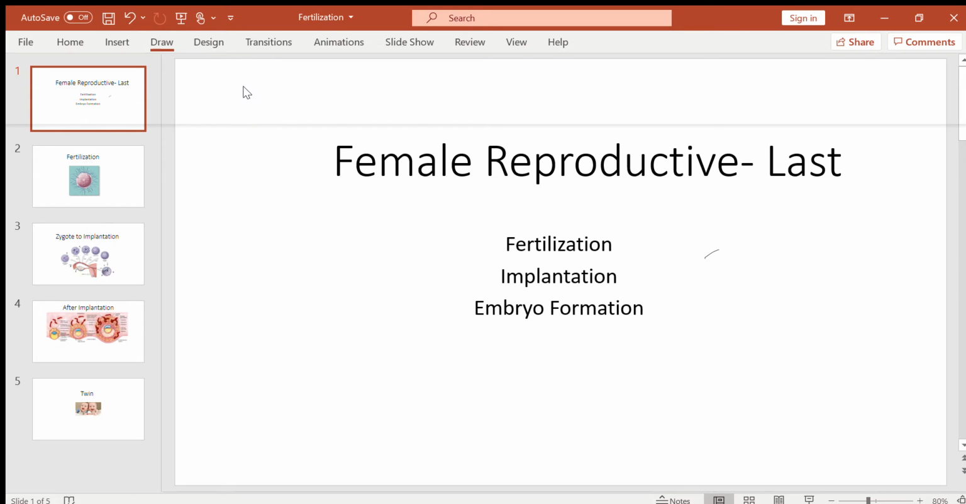So sperm enters into the female body and fertilizes the ovum or egg. So you remember that the fallopian tube or uterine tube is the location where fertilization usually takes place. So in the fallopian tube there is a slightly dilated or wider part that is called the ampulla of the fallopian tube.